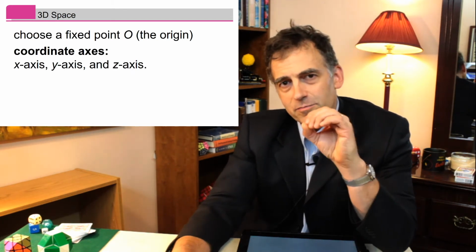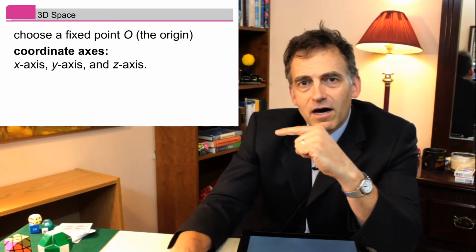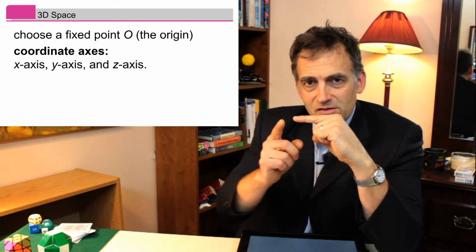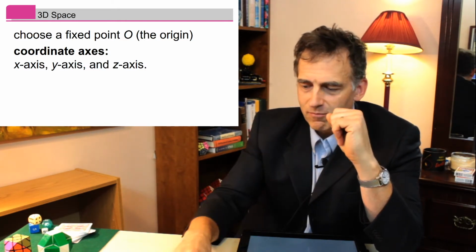So here's the idea: you pick a point in space, maybe right here, and then the x-axis is going to be one of the axes. The y-axis will be another axis, and then the z-axis will be the third direction that we're talking about.